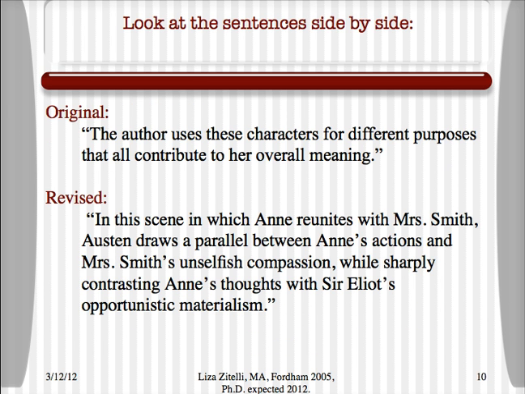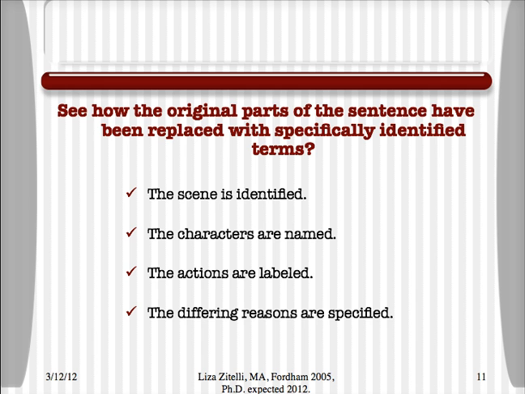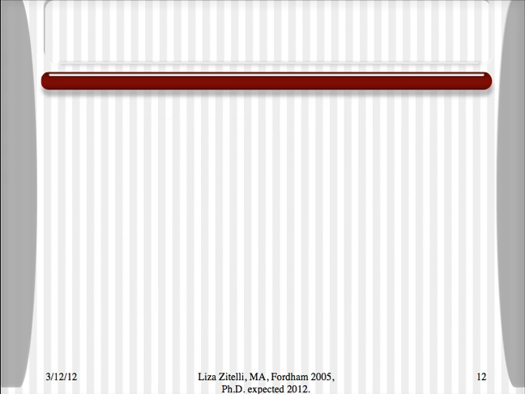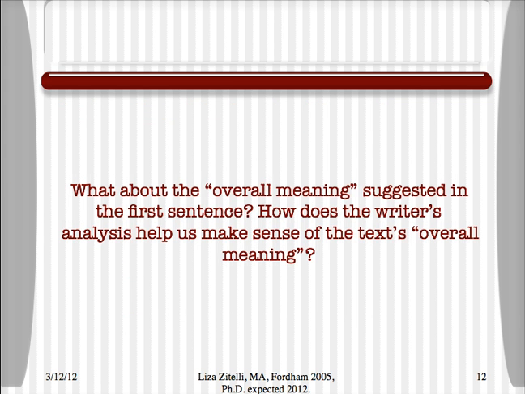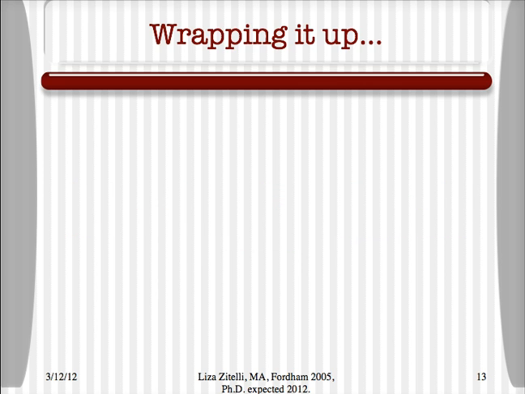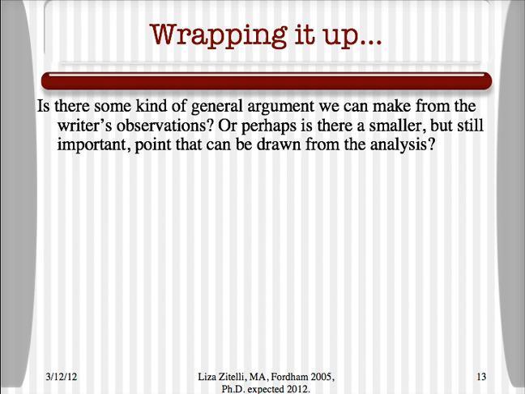Now look at the sentences side by side. See how the original parts of the sentence have been replaced with specifically identified terms? The scene is identified, the characters are named, the actions are labeled, and the differing reasons are specified. What about the overall meaning suggested in the first sentence? How does the writer's analysis help us make sense of the text's overall meaning? Is there a general argument we can make from the writer's observations, or a smaller but still important point that can be drawn from the analysis?